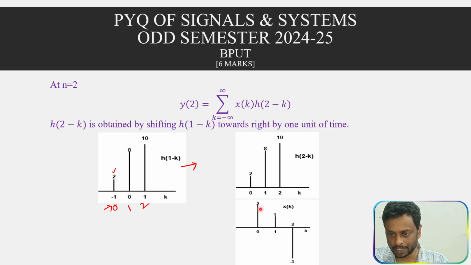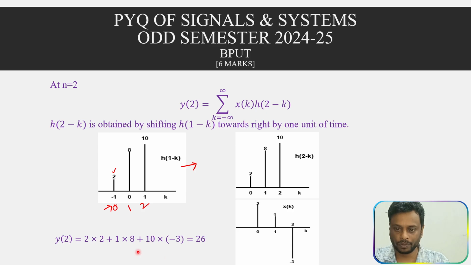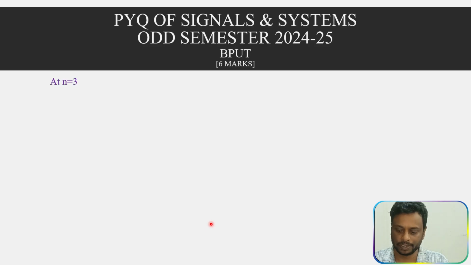Let us take the common points; all of them will be multiplied. So 2 into 2, similarly 8 into 1, then 10 into minus 3. So it will be 2 into 2 at n equal to 0, at n equal to 1 it is 1 into 8, at n equal to 2 it is 10 into minus 3. So it will be 26. Now n equal to 3.